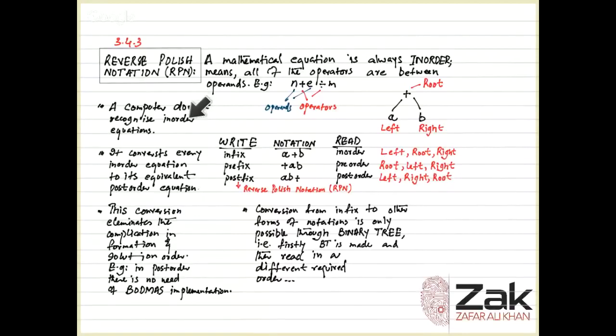Computers do not recognize an infix equation. It converts every infix equation to its equivalent postfix equation. This conversion eliminates the complication in formation of the solution order. For example, in postfix, there is no need of GODMAS implementation. Conversion from infix to other forms of notation is only possible through a binary tree. That is, firstly, a binary tree is made and then read in the different required orders, and orders are there.